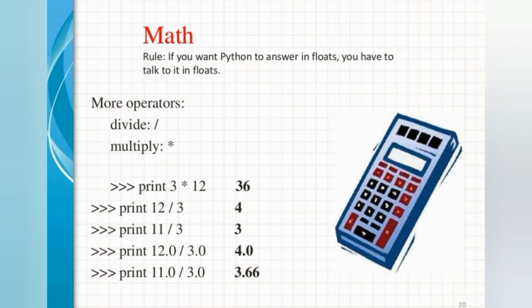And 12.0 over 3.0 or 4.0. That's how you run the system in Python. If you print 11 over 3, you get 3.66.